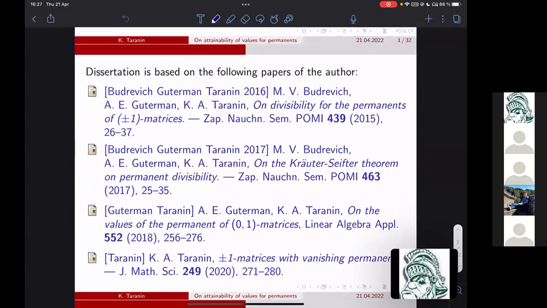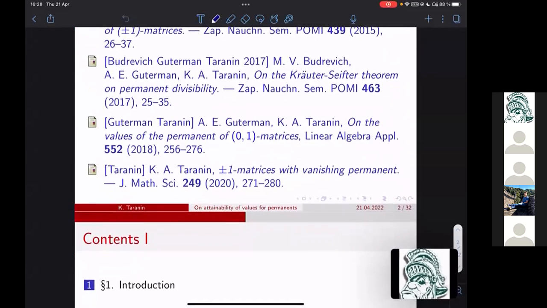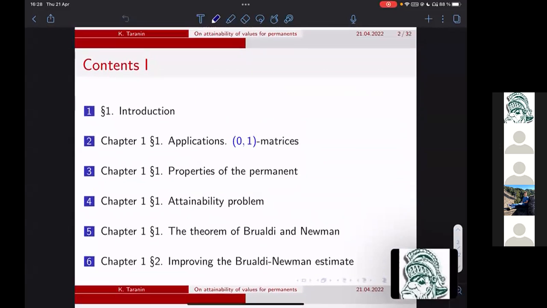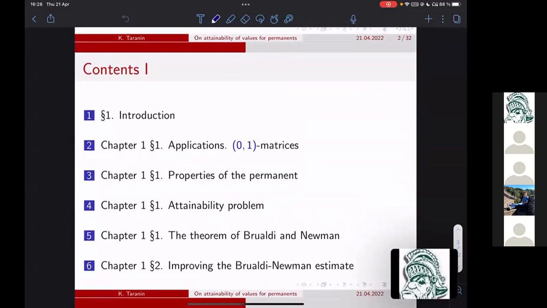So my dissertation is based on the following 4 papers. They are all in the relevant lists by the Высшая аттестационная комиссия. I don't know the English for it. So these are the contents according to how they go in the main text of the dissertation.